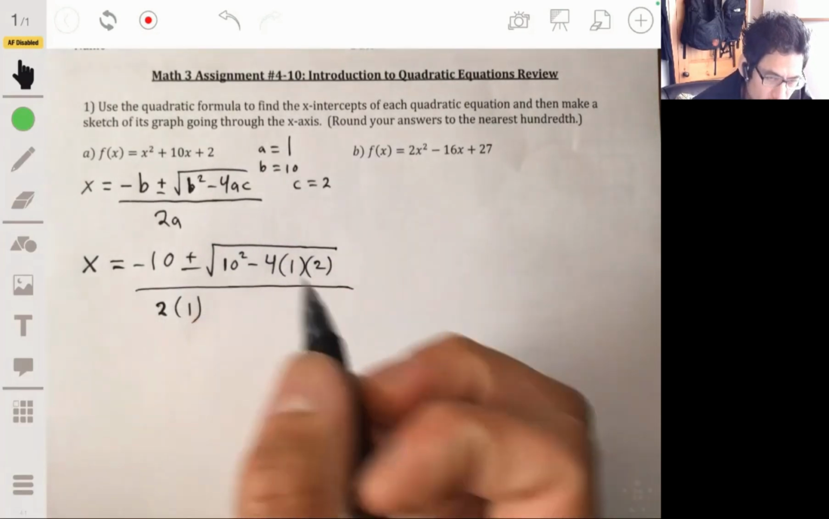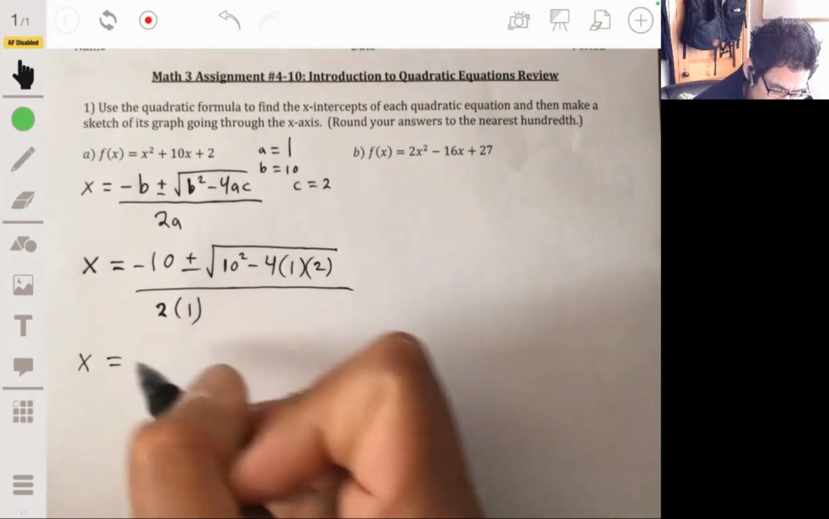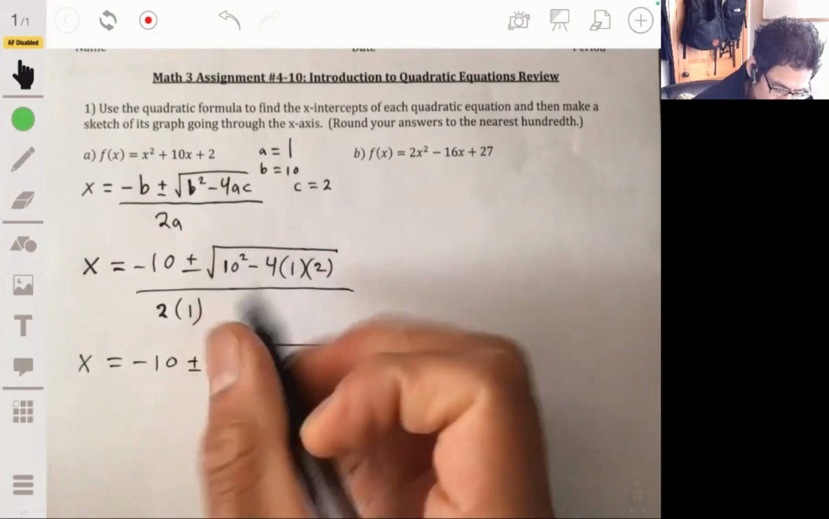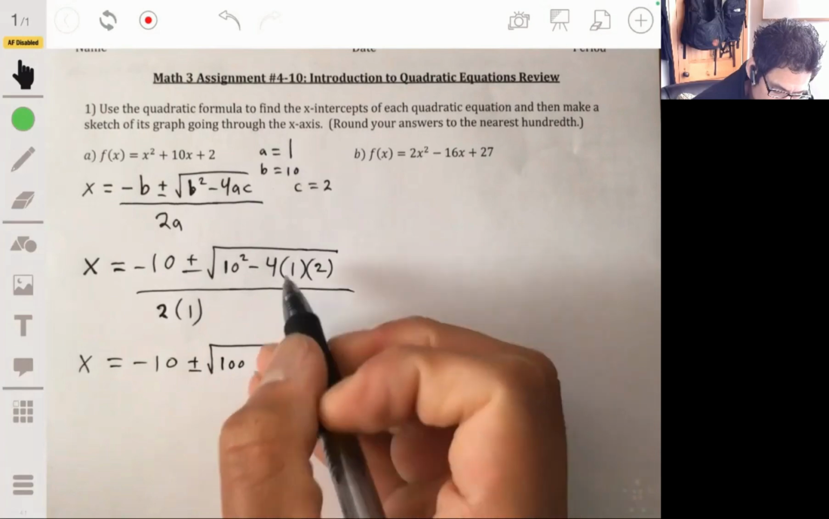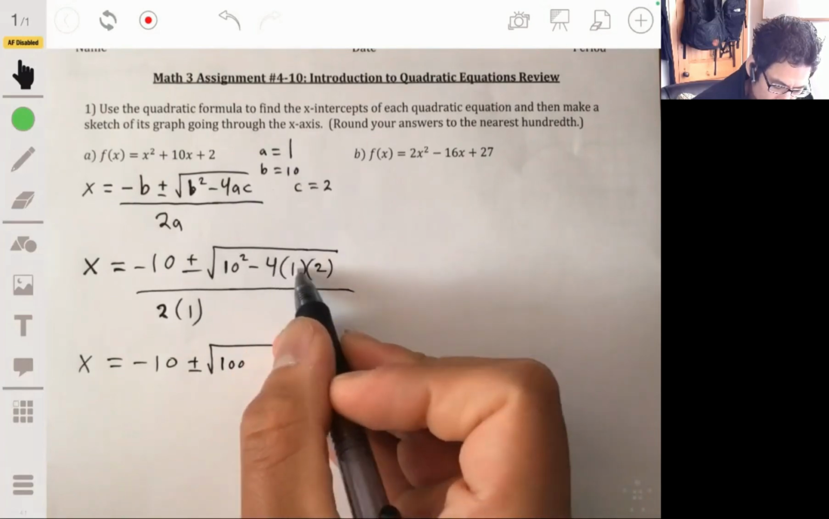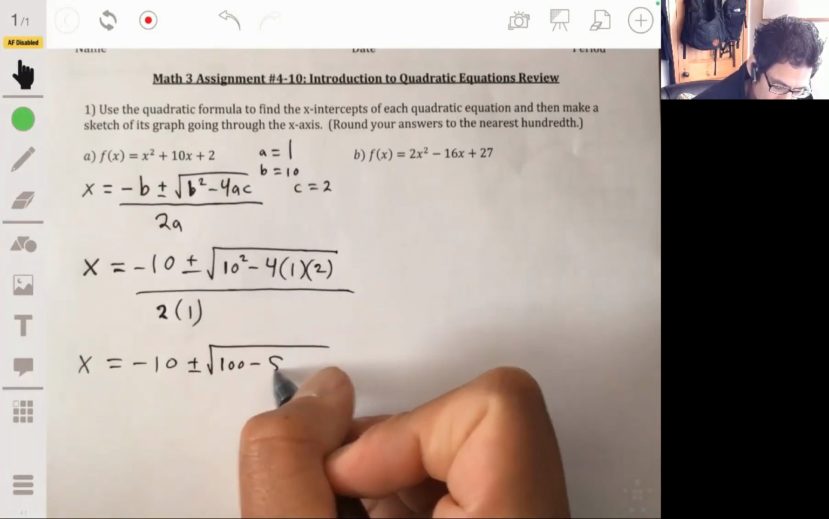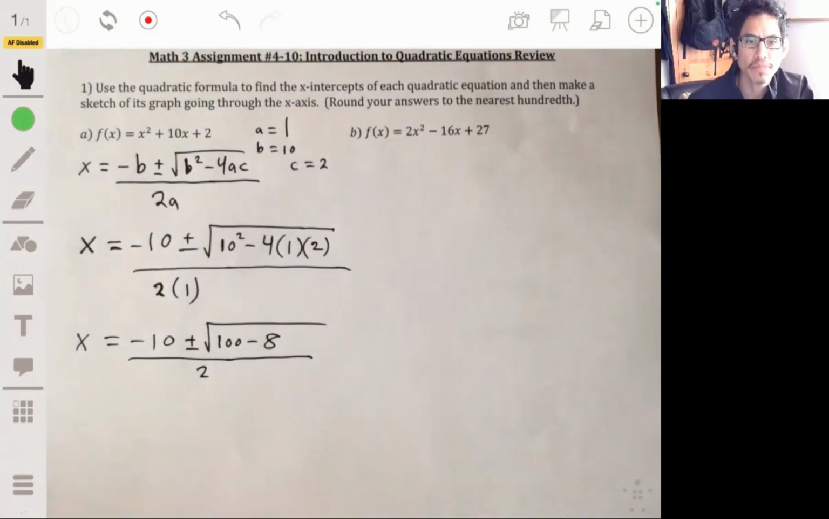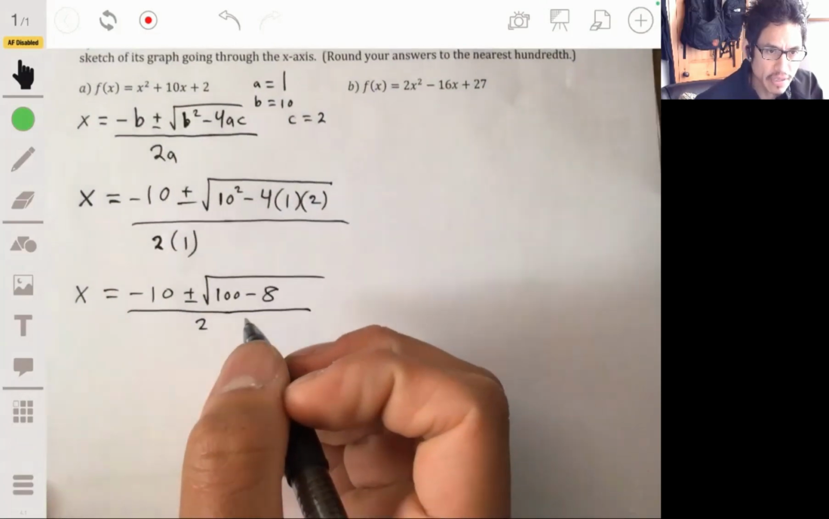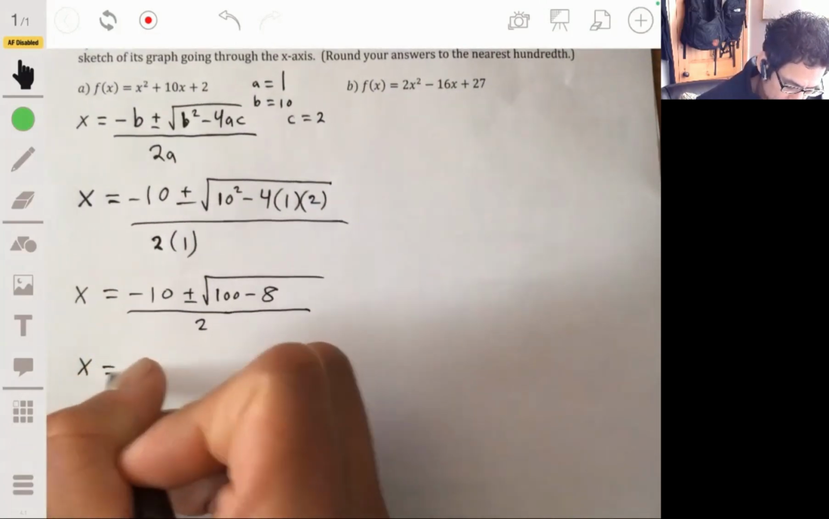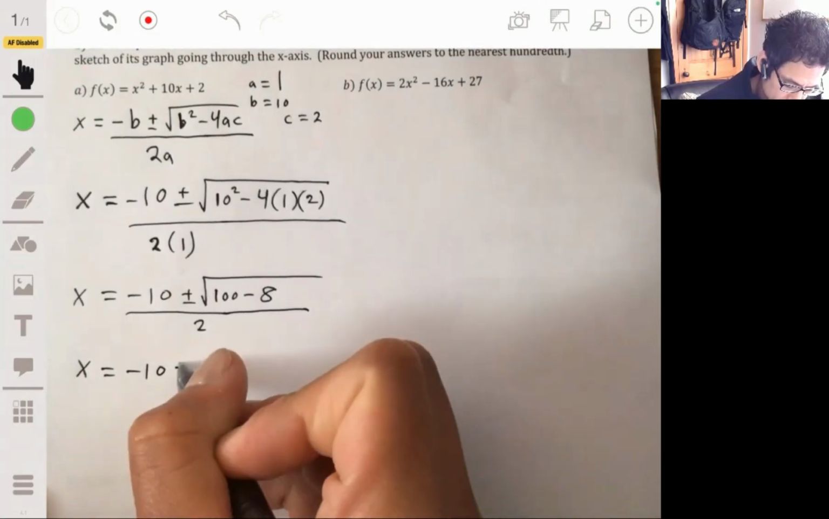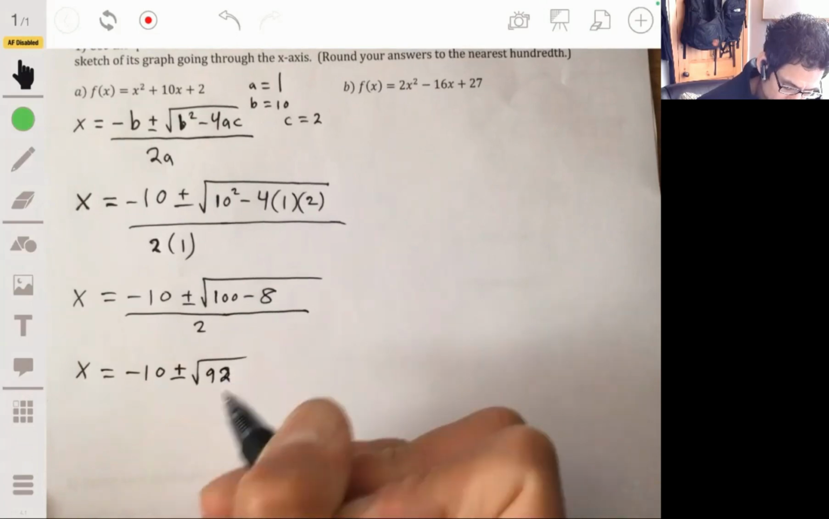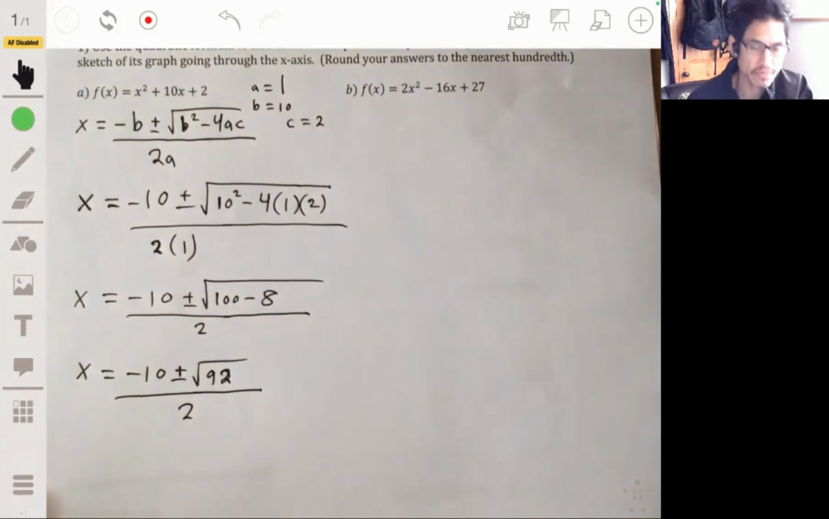And then simplifying this, we'll get x is negative 10 plus minus the square root of 100. 10 squared is 100. 4 times 1 times 2 is 8. So 100 minus 8, all over 2. Breaking it down, we'll get x is negative 10 plus minus the square root of 92, all over 2.